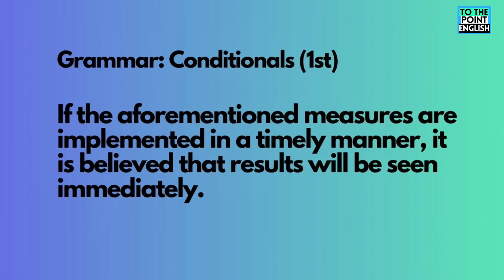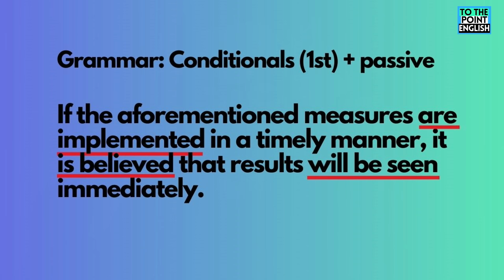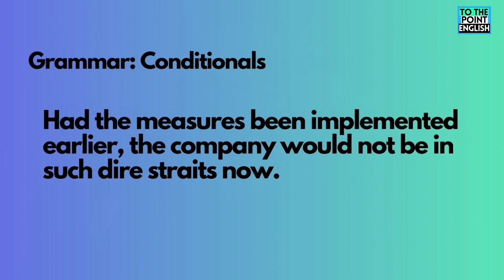The reason it seems quite advanced, apart from the vocabulary, is that it contains 3 examples of the passive form. So you're mixing grammar structures here. You have the conditional, but with the passive form, the passive voice. But let's look at another example, another conditional sentence. So had the measures been implemented earlier, the company would not be in such dire straits now. So what type of conditional is this? Do you know? Well, it's mixed type 1 conditional. If you've seen my video on conditionals, you would have known that.